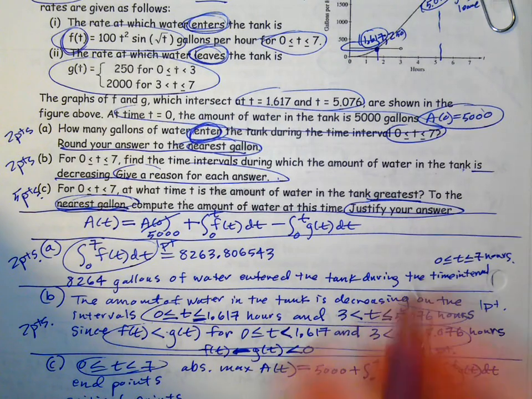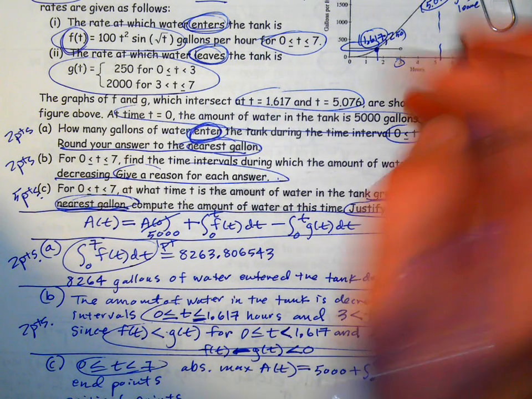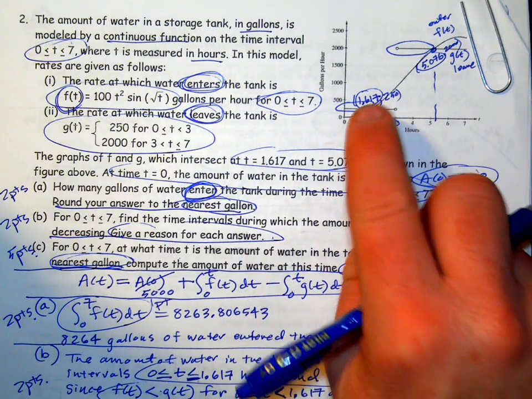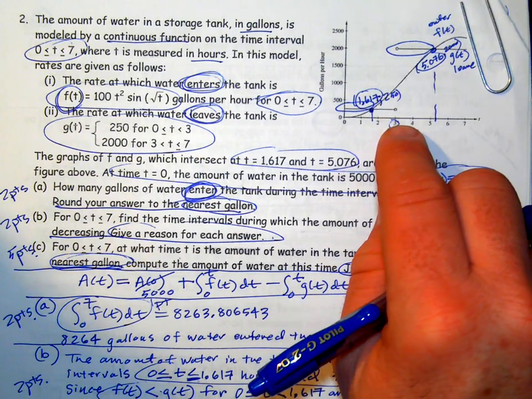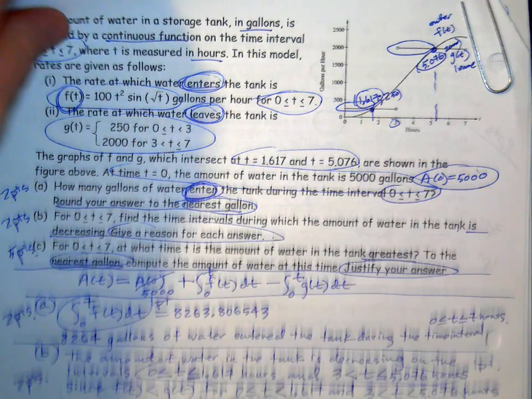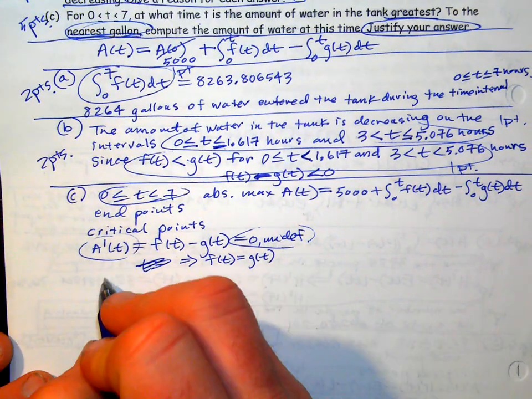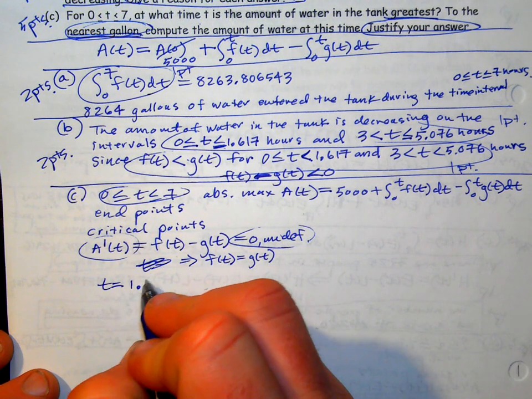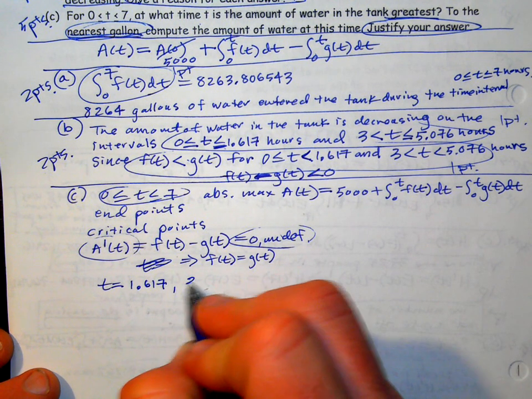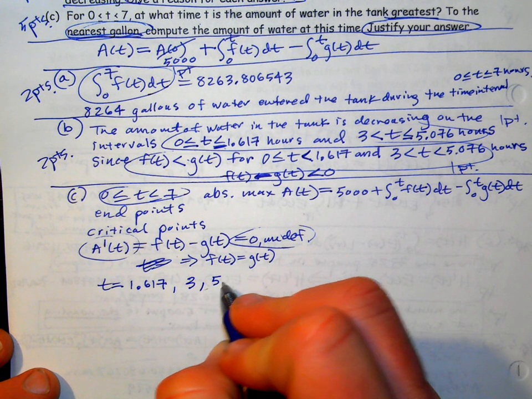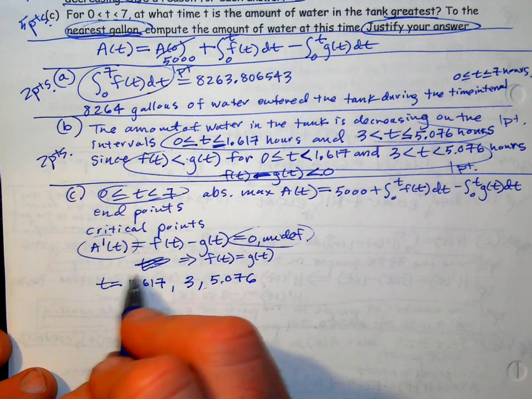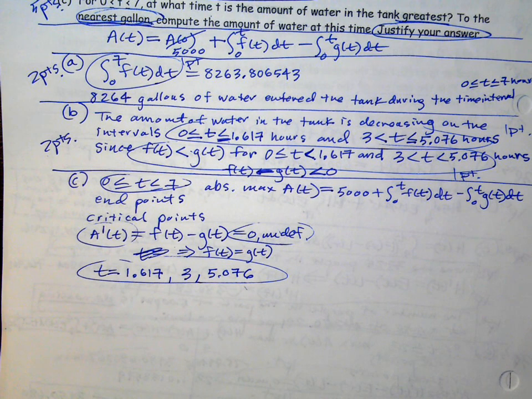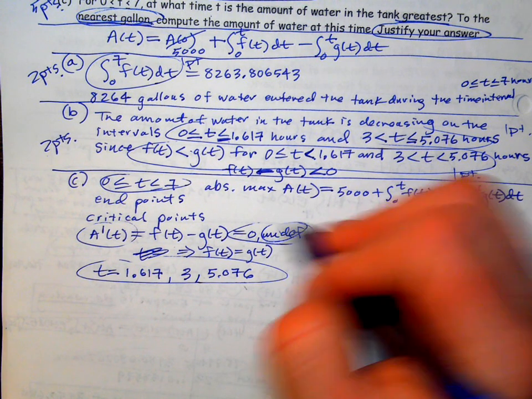Look at your graph up here. At 3, it's undefined. I think that's a point that a lot of people are going to miss. They're going to find the intersections, but they're going to skip 3. But 3 is where it's undefined. So our critical points are 1.617, 3, and 5.076. I can see a lot of people missing 3 because that would be where it's undefined.